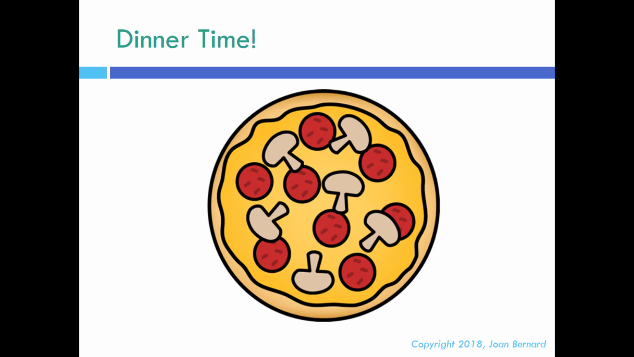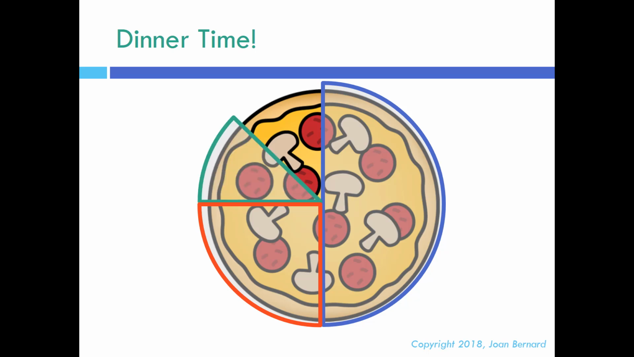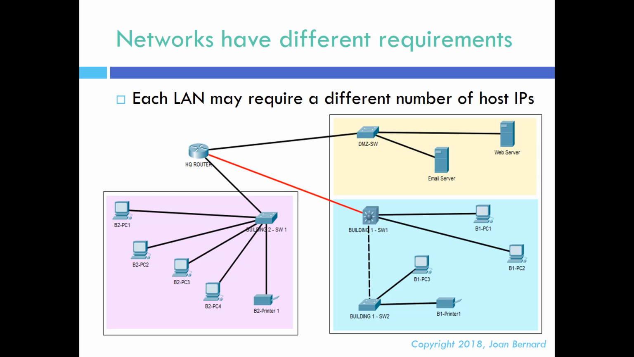So you might be wondering, what does dinner time have to do with subnetting? Well, if you've ever had to share a pizza with other people before, you might have had someone in the group who was really hungry, and they possibly ate half the pizza. And then there was someone that was moderately hungry and they ate maybe a fourth of the pizza. And then maybe there was someone who wasn't all that hungry and just had one slice. So, just as people have different nutritional requirements to fulfill their hunger, networks have different requirements as well.